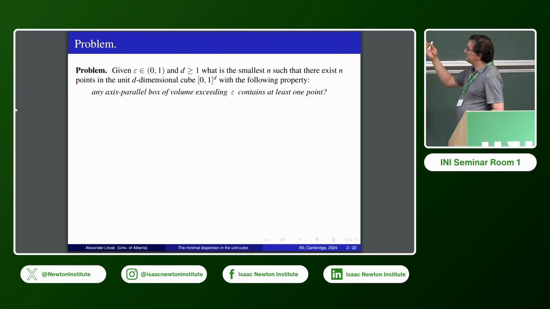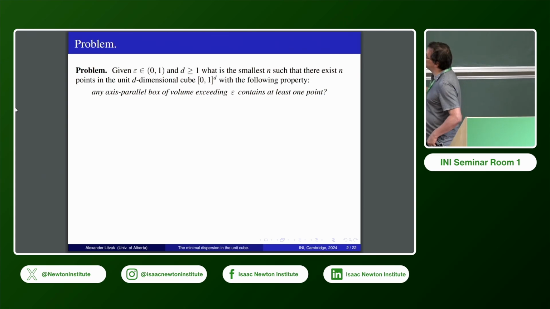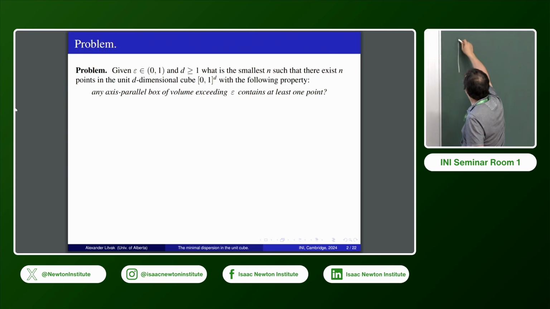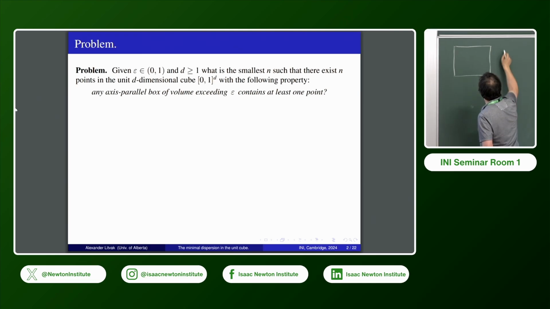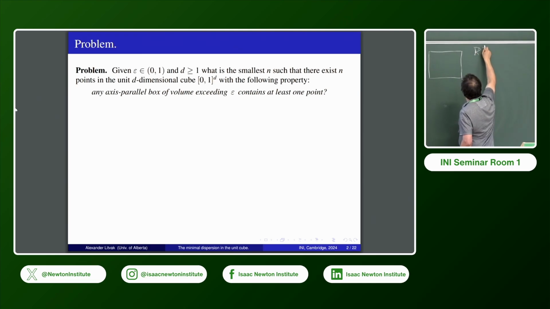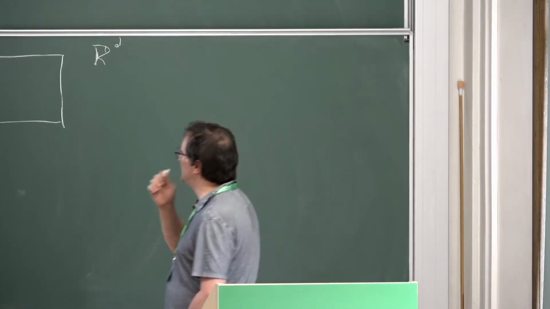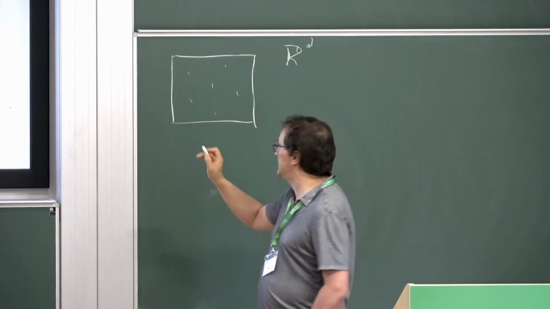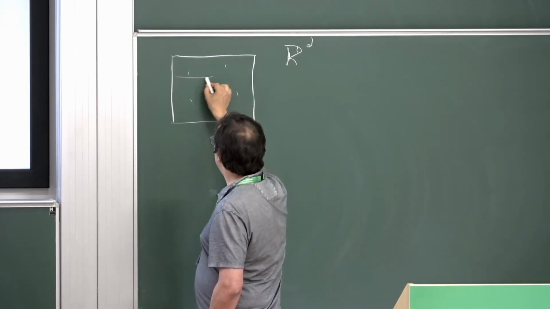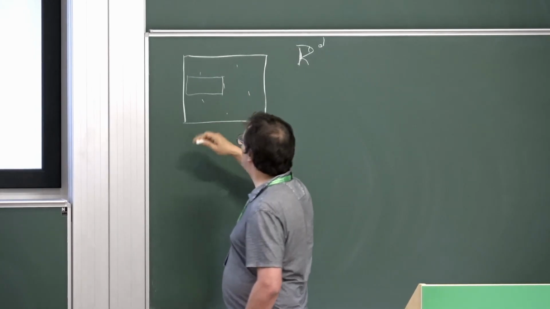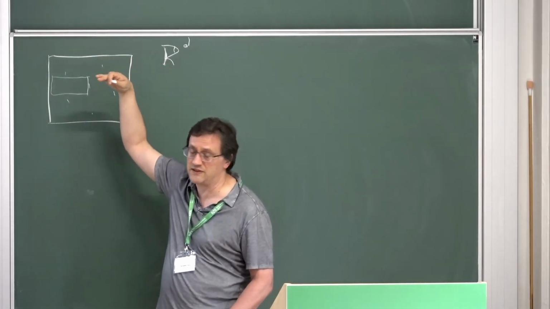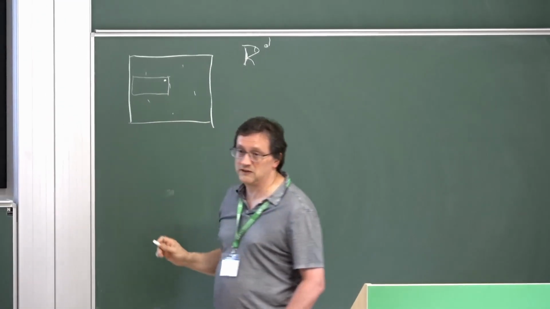So what is minimal dispersion? It's very easy to formulate the problem. We start with the unit cube in R^d, and we want to find a configuration of n points in such a way that whenever we consider a rectangle with axis parallel, meaning that all facets are parallel to coordinate subspaces, some point should be inside.